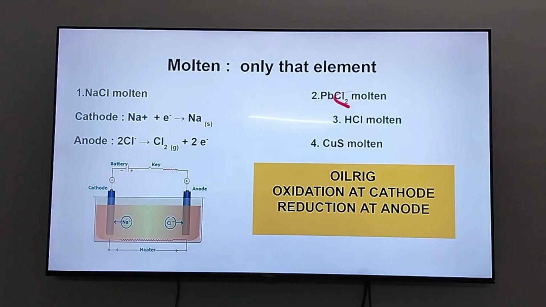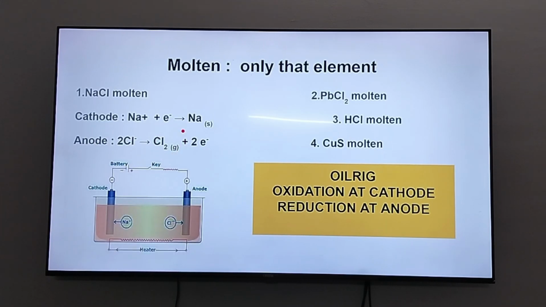There are certain more examples that could be taken, and it's easier to remember with OIL RIG. Oxidation is loss of electrons, reduction is gain of electrons. Another example that we could take is lead chloride. Since it's molten, lead being a cation goes to the cathode. Chloride being an anion goes to the anode and forms chlorine gas.